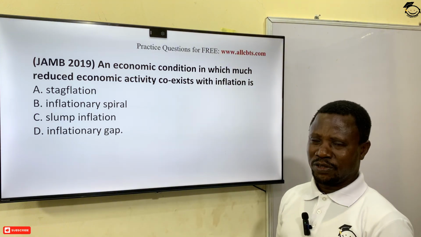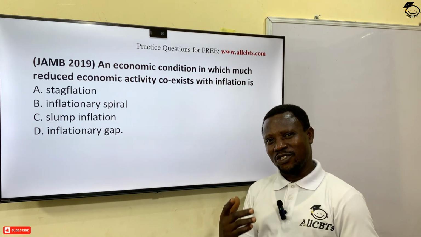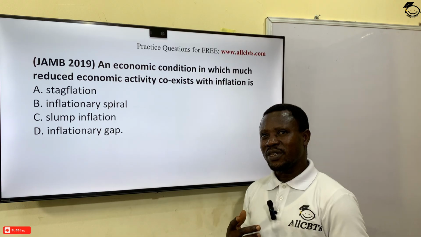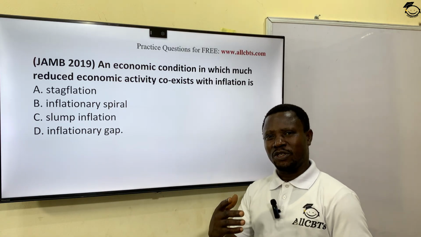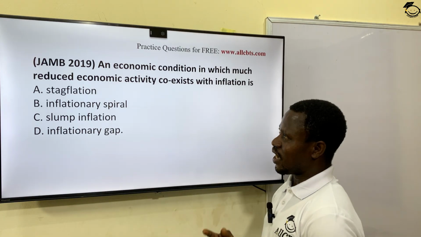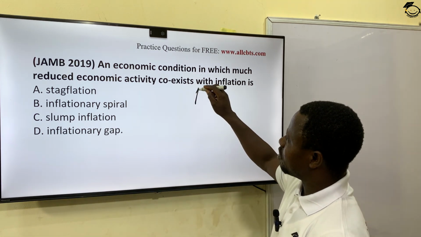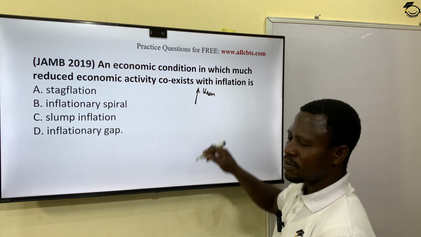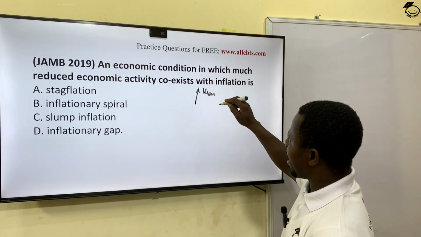The answer is stagflation. Stagflation is an advanced stage of inflation. Stagflation is very terrible. It can make an economy enter into recession. When we say stagflation, it's talking about high rate of unemployment. You see? Then there's high rate of inflation.